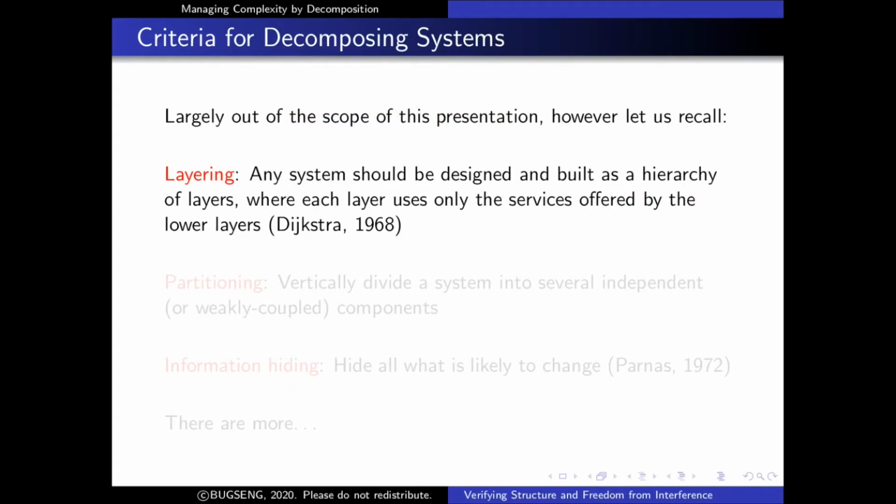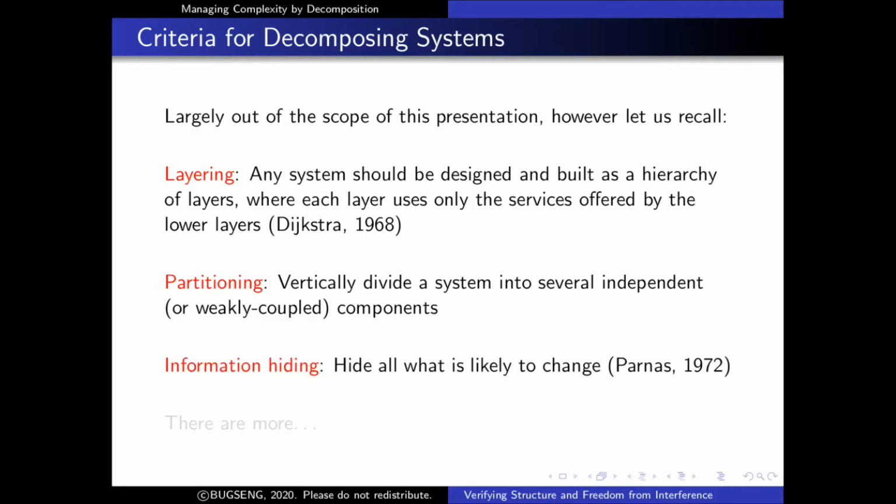However, there are a few that are so well known that it's nice to recall them. So one is layering. It was introduced by Dijkstra in 1968, and he put it that way: any system should be designed and built as a hierarchy of layers, where each layer uses only the services offered by the lower layers. Another possibility is orthogonal. It's vertically dividing a system into several independent or weakly coupled components. This is usually called partitioning.